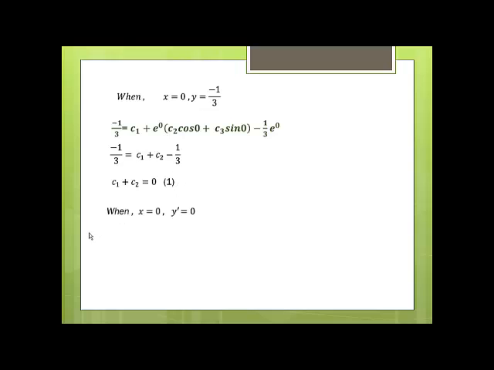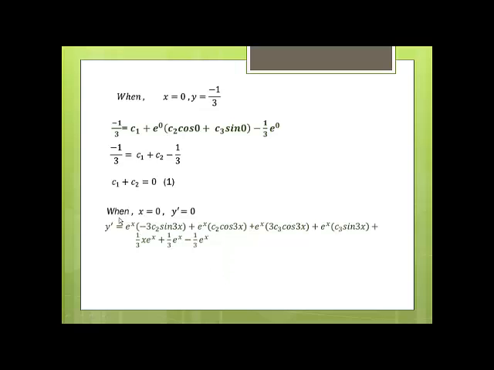Next, when x is equal to 0, y prime is equal to 0. So we will get the y prime of that general solution. We have y prime is equal to e^x times negative 3c2 sin 3x plus e^x times c2 cos 3x plus e^x 3c3 cos 3x plus e^x c3 sin 3x plus 1/3 x e^x plus 1/3 e raised to the power of x minus 1/3 e raised to the power of x.